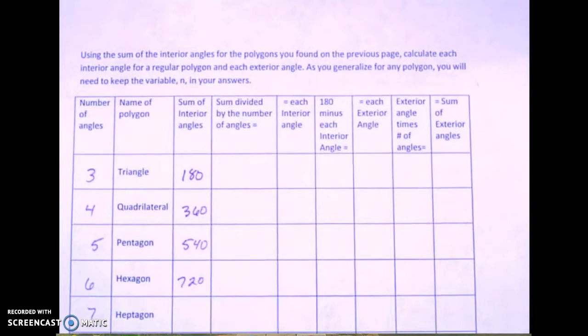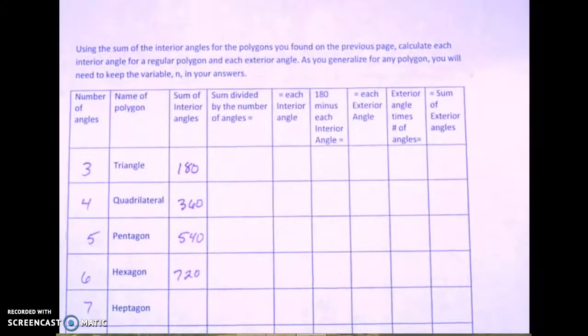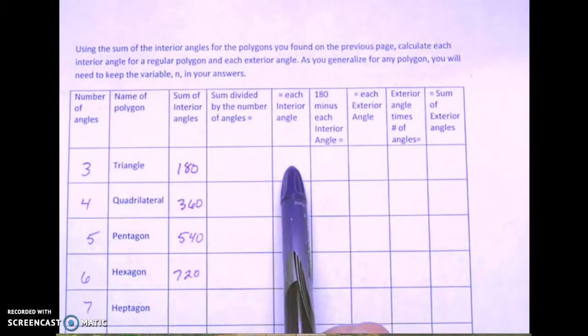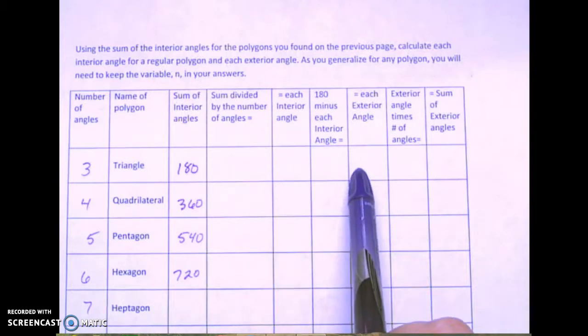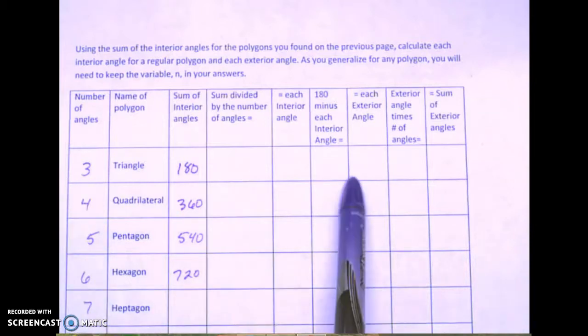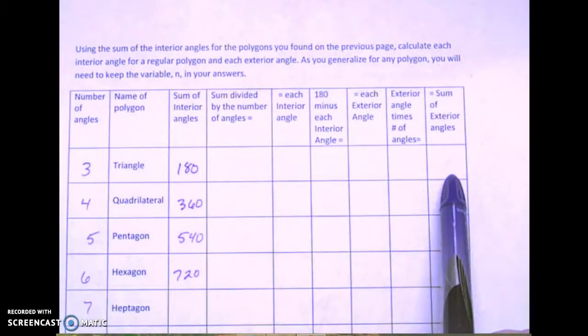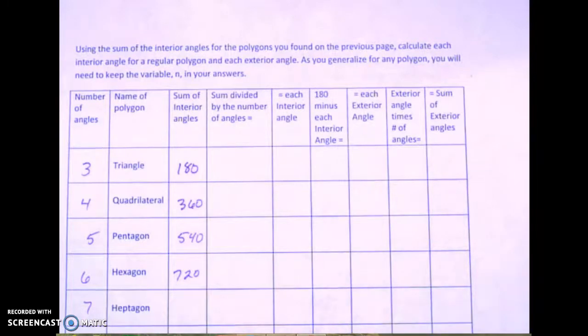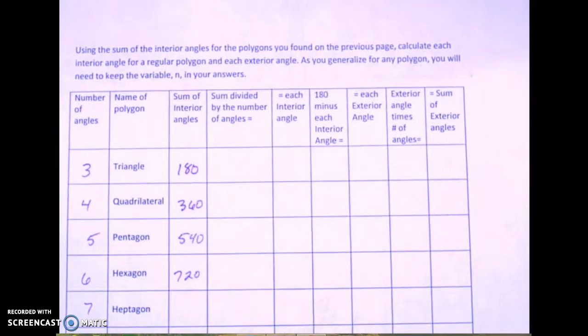On this page, we're going to be calculating a couple of different things. If we have a regular polygon, we want to find what each interior angle is. Then, with that regular polygon, we want to calculate what each exterior angle is. And knowing how many angles we have, we want to come up with the sum of the exterior angles. Remember, the exterior angle forms a linear pair with the adjacent interior angle. Again, we're going to have some equation columns and some answer columns.